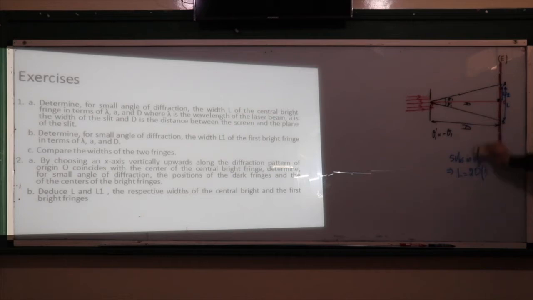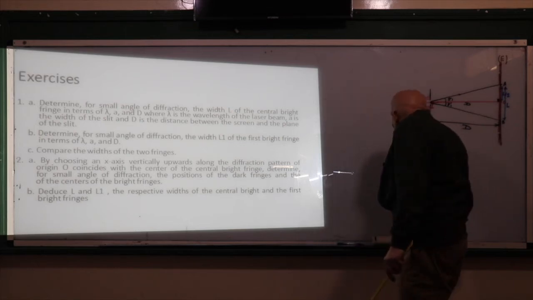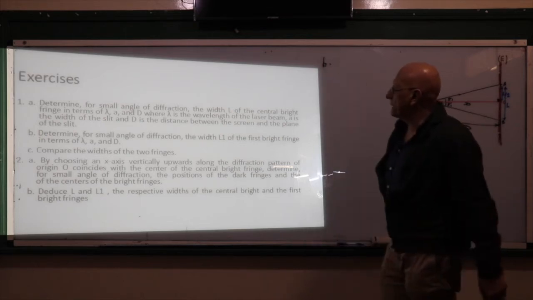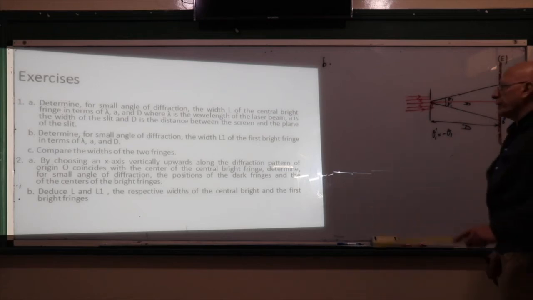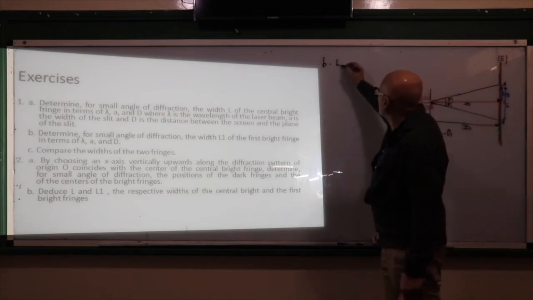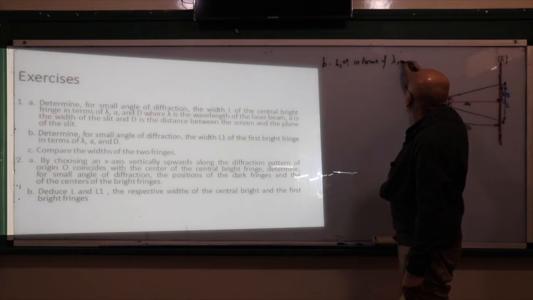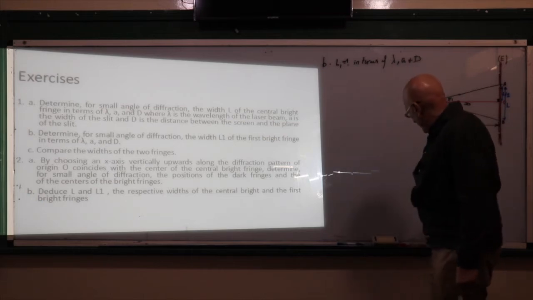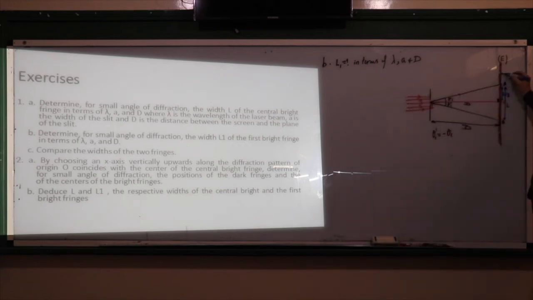Part B. He says, determine also for a small angle of diffraction the width L1 of the first bright fringe in terms of lambda, A and D. So he wants L1 in terms of lambda, A and D. What is L1? Let's look at the figure here. This is L1, the first bright fringe.